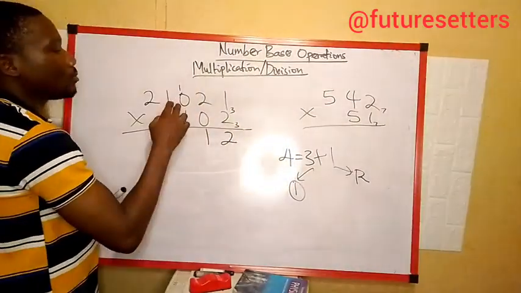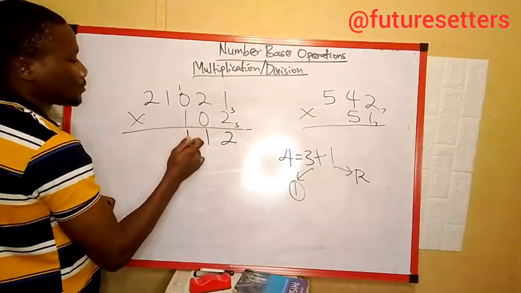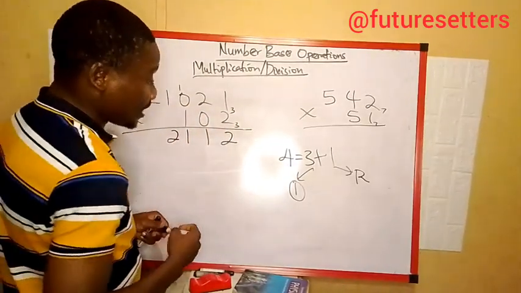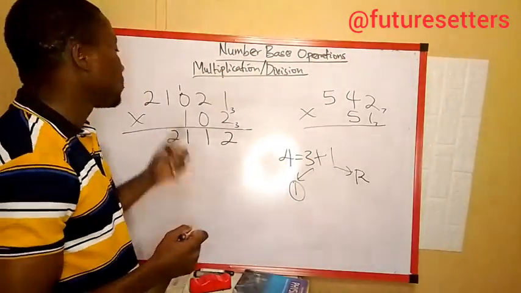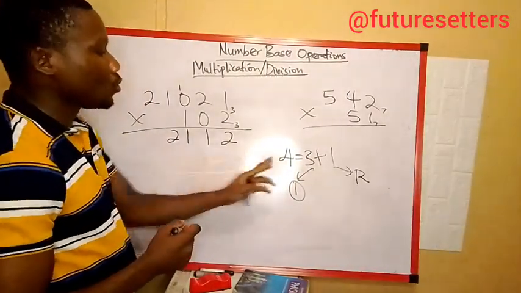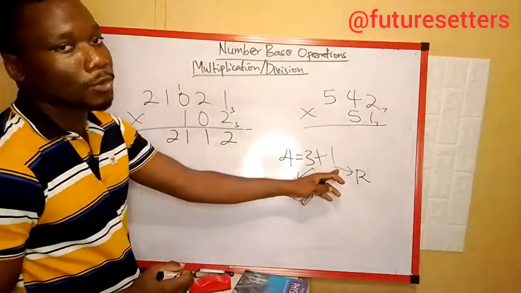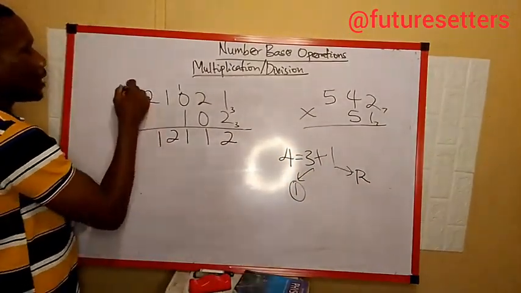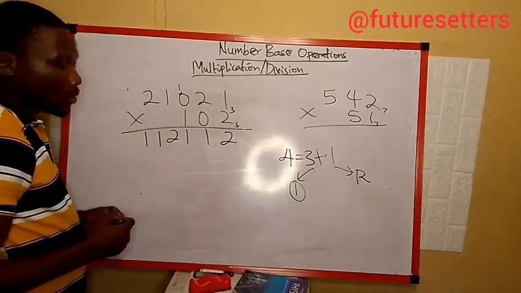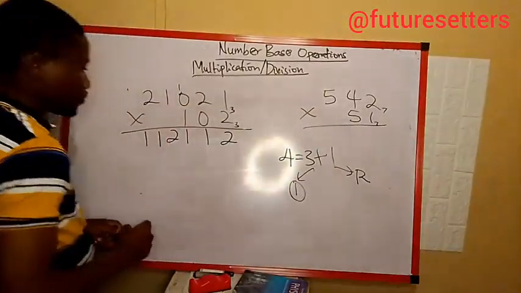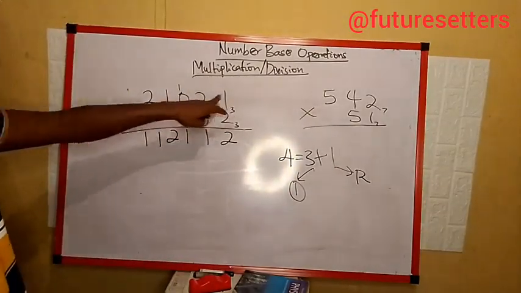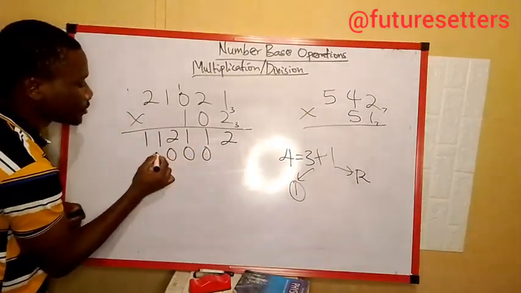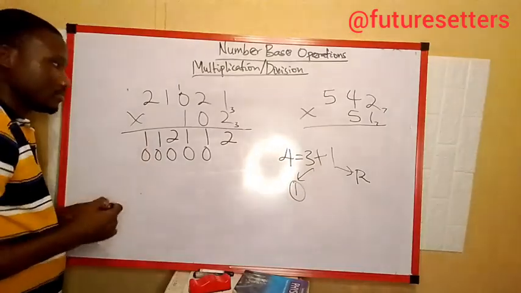2 times 0 is 0 plus 1 is 1. 2 times 1 is 2 and 2 times 2 is 4. And if we know that 2 times 2 is 4, do we write 4 here? No. We'll come here and remember that 4 is 3 plus 1. We are going to put down 1 as the remainder, then carry 1. So that means 1 is going to be here. 1, 1, 2, 1, 2. Now, 0 times everything here is going to give us 0. So we have 0, 0, 0, 0, and 0.